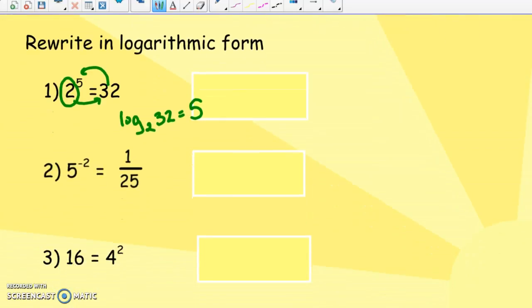Same thing for the second one. To put it in log form, we'll write our word log. We start with our base number, which is the one that's being taken to a power.